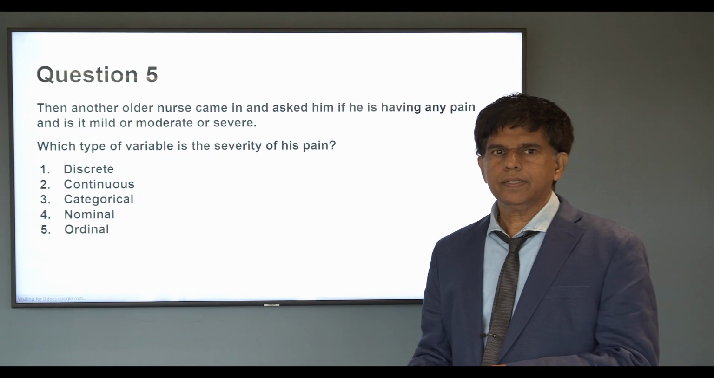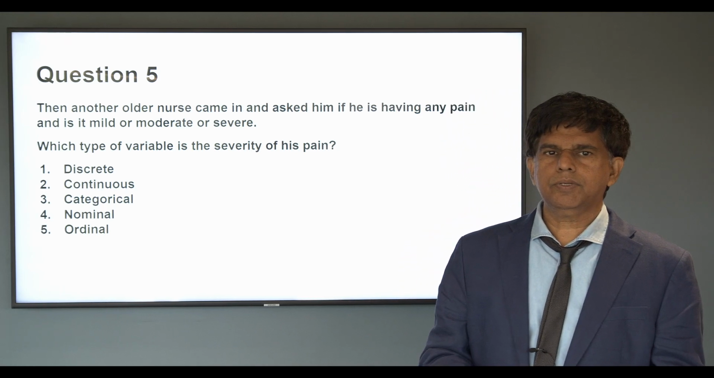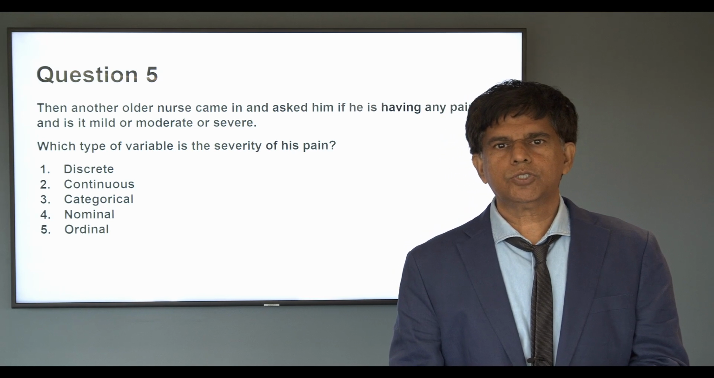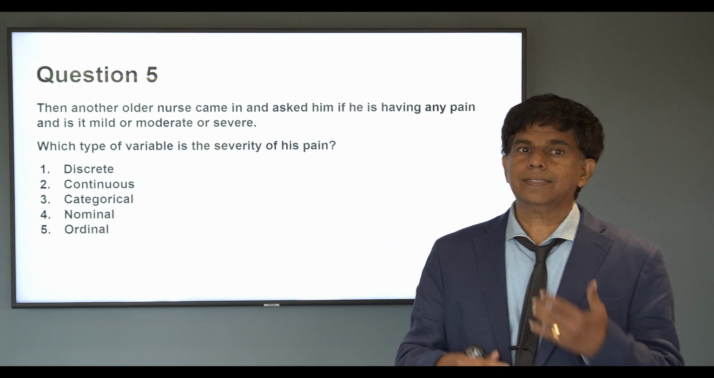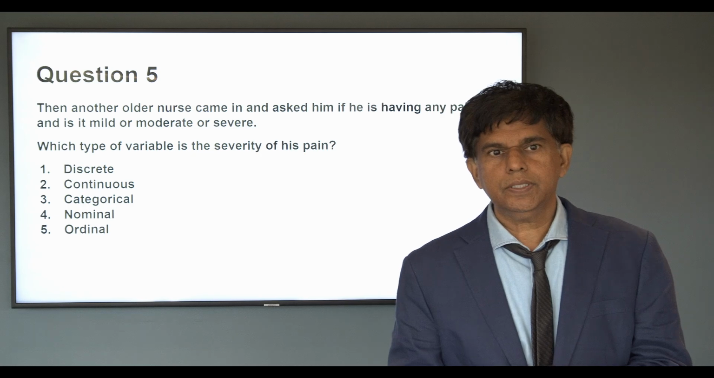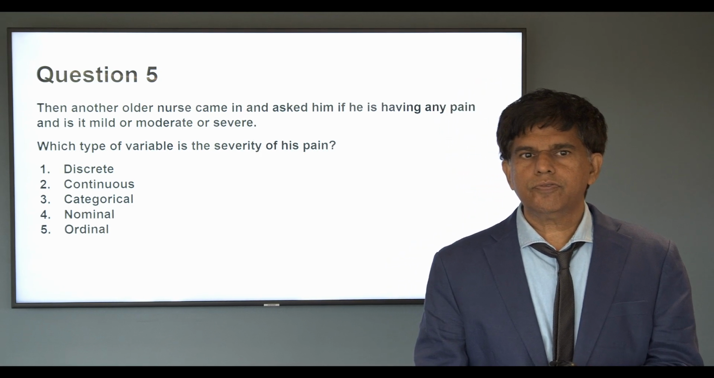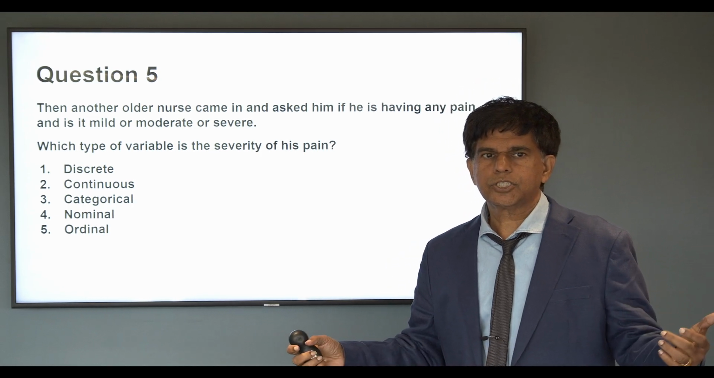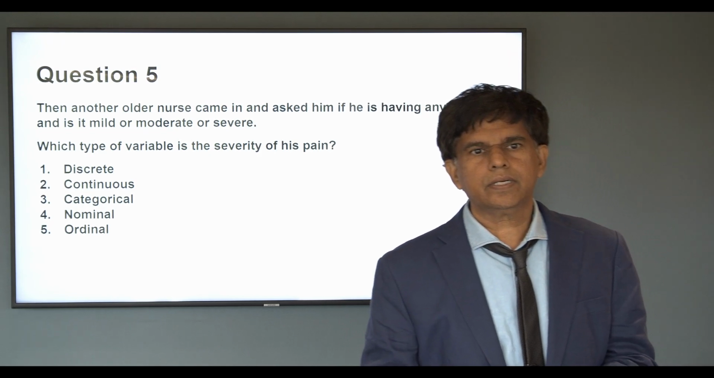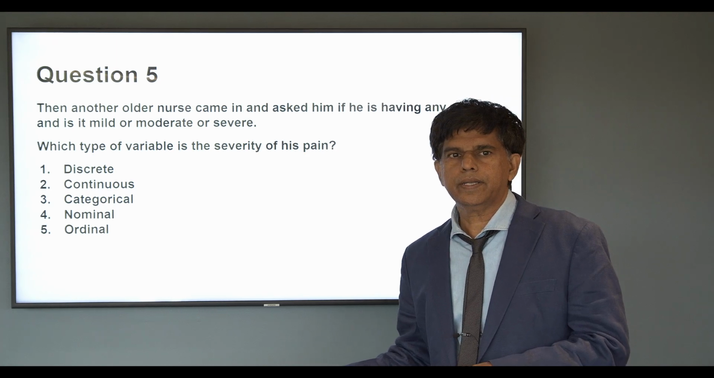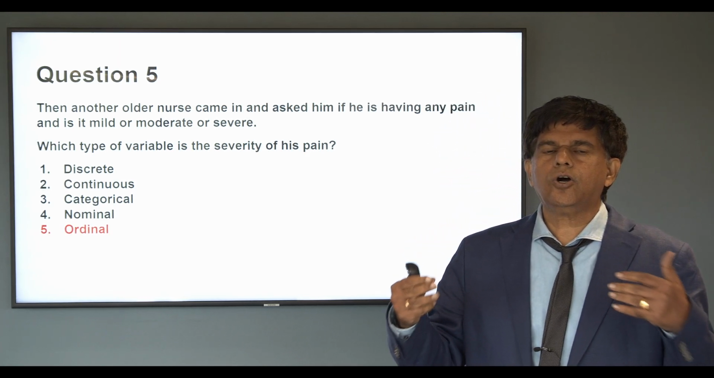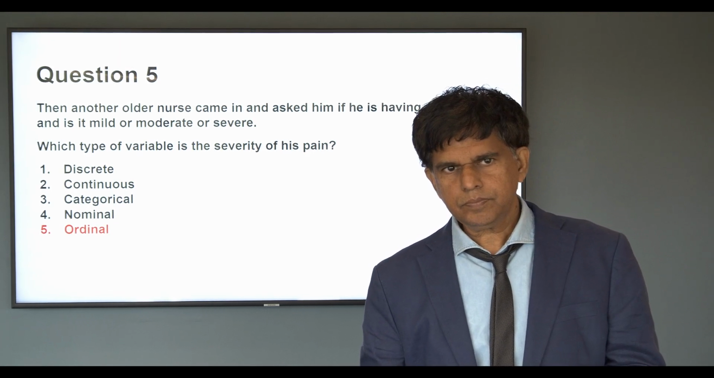Number 5. Then another older nurse came into the ER and asked him if he was having any pain. If there was pain, she asked him to rate it as mild, moderate, or severe. Which type of variable is the severity of the pain? Discrete, continuous, categorical, nominal, or ordinal? This is ordinal is the answer because there is an order built into it.